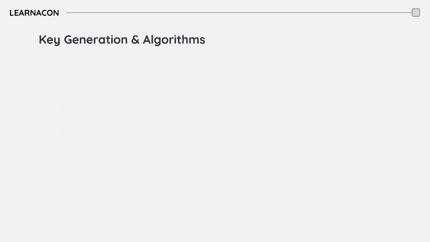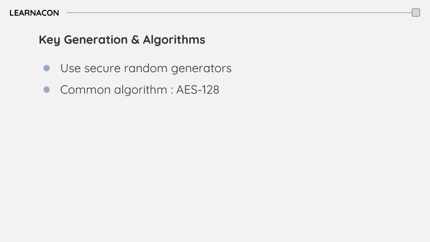Let's talk about how symmetric keys are created. You don't just pick a number. You use secure random generators to make keys that are unpredictable. Algorithms like AES help encrypt data using these keys. The longer and more random the key, the harder it is to crack. Think of it like choosing a password. 1234 is weak, but a password like this is much stronger.